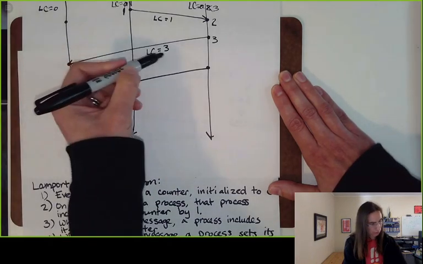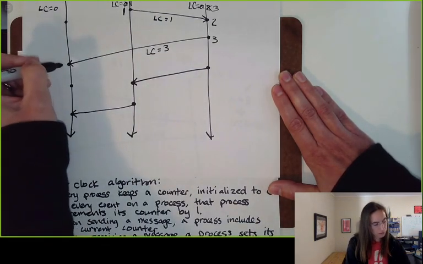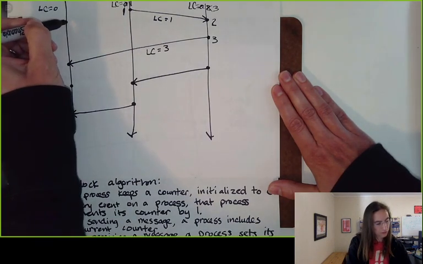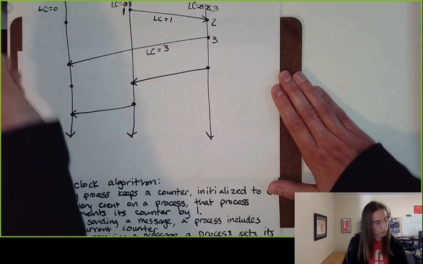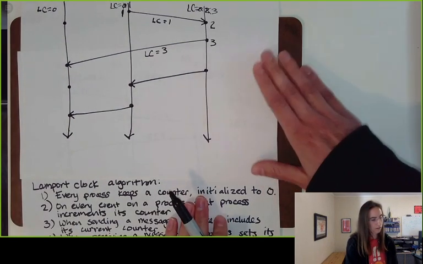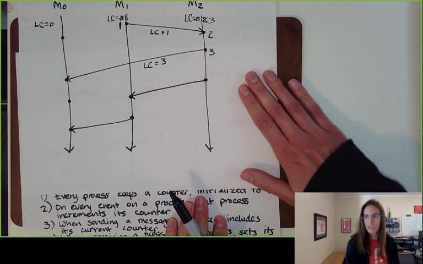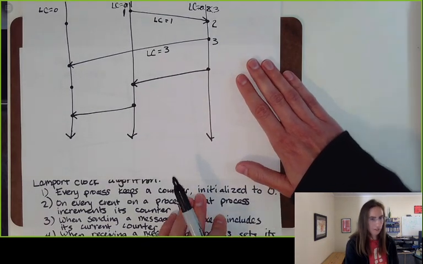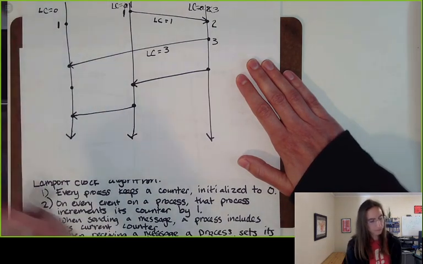M0 is going to compare the 3 with 0. 3 is going to win because it's bigger. But we forgot something, because there was an internal event up here. Internal events count too. So let me ask you, what's going to be the Lamport clock value of this event up here? This is the very first event on process M0. It happens to be an internal event, but that doesn't really matter. What's the Lamport clock value of that event going to be? 1, good.